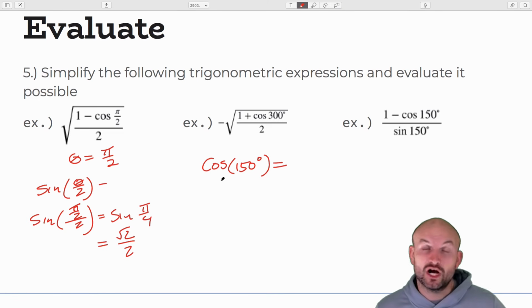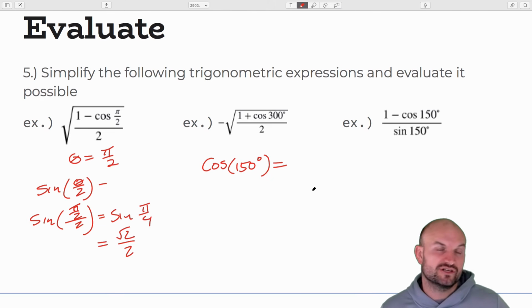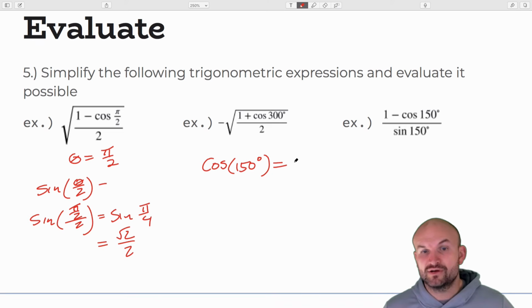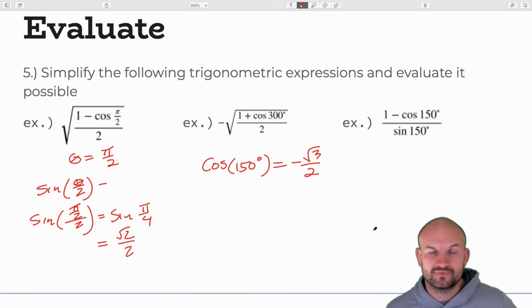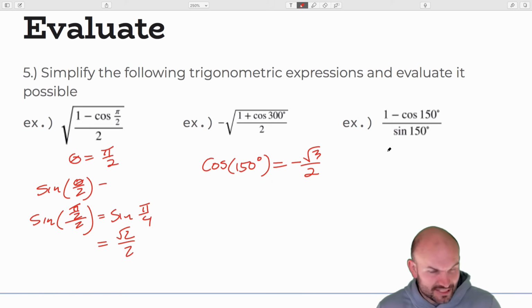Now we can just evaluate for 150 degrees, which has a reference angle of 30 degrees, which is going to be the same as 5 pi over 6. So therefore, that's going to be a square root of 3 over 2, but since it's in the second quadrant, it's a negative square root of 3 over 2. Okay? And now for the last one, you can obviously see this is going to be tangent, right?